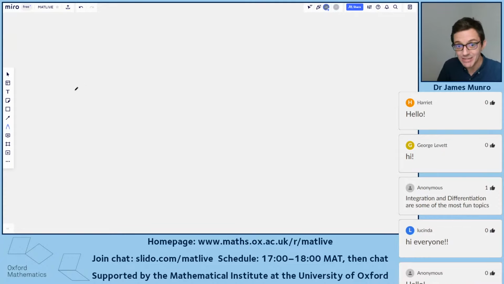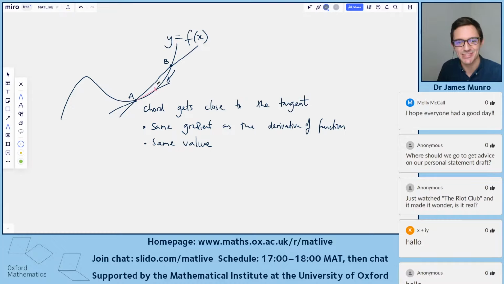Cool, right, okay. I really like seeing people's usernames in chat. Someone's gone for x plus i1, which is x plus iy, which is absolutely great.